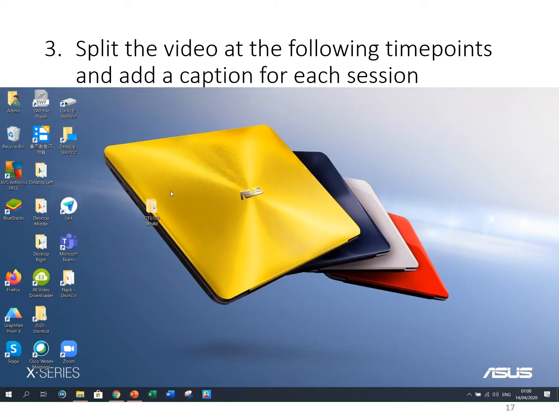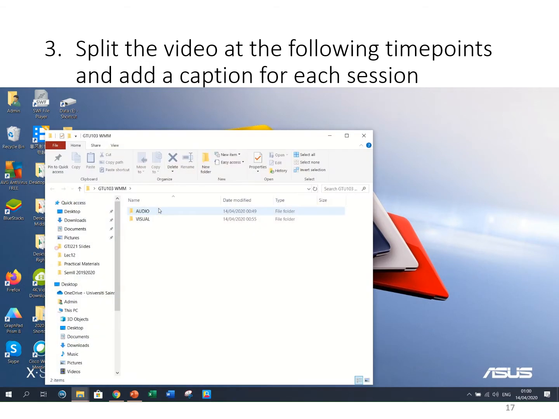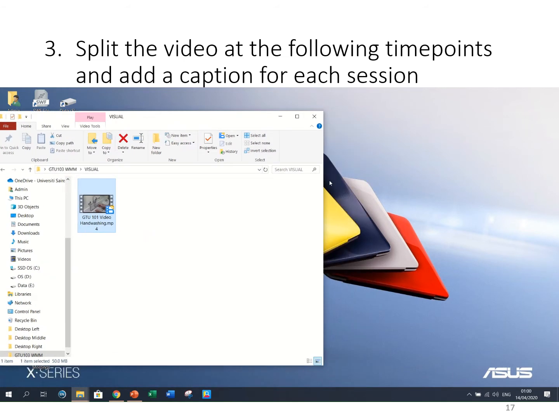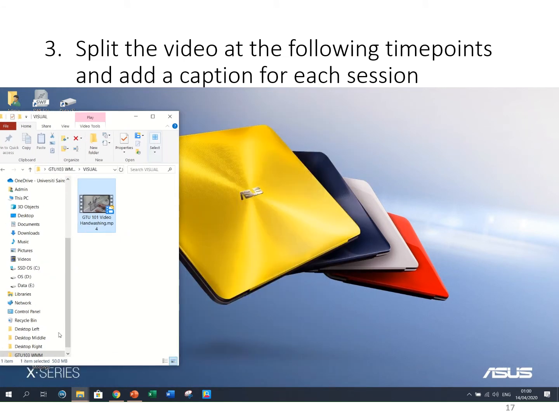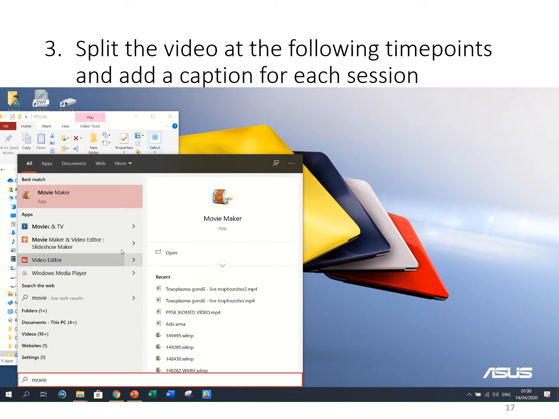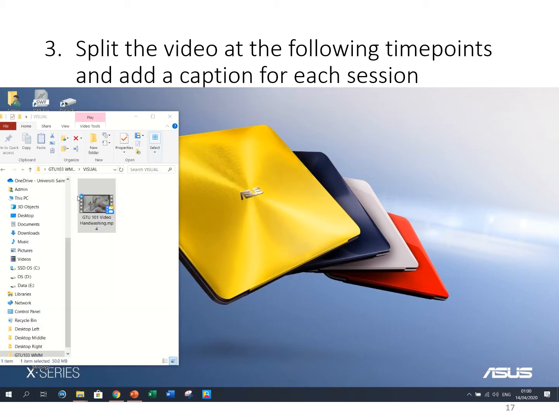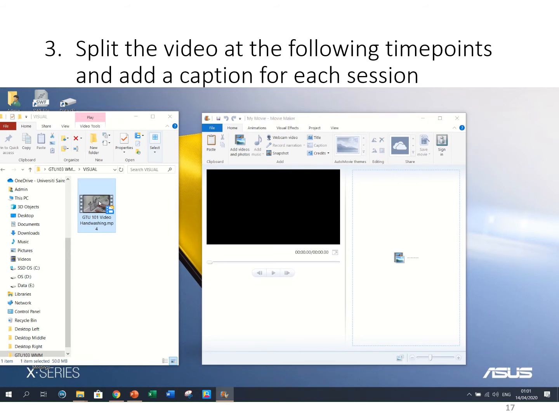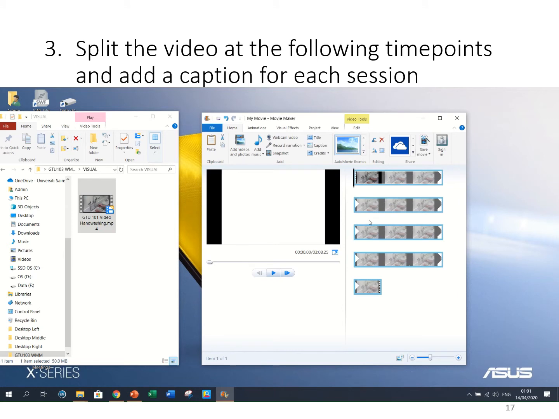Okay, now back to the desktop. I will have to open the folder just now, go to the visual folder, and identify the video. Then I have to drag this video to Windows Movie Maker. So now I have to load the program. Okay, this is the Windows Movie Maker program that I installed a long time ago. What you have to do is just drag this video into the timeline. Okay, now the video is in the timeline.